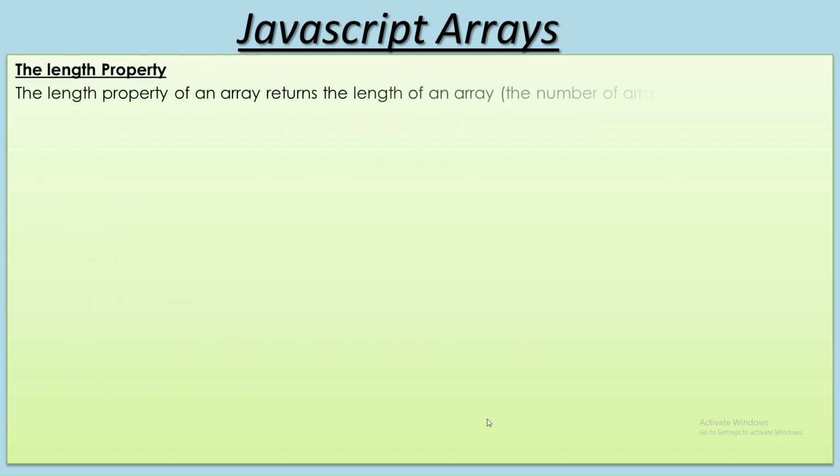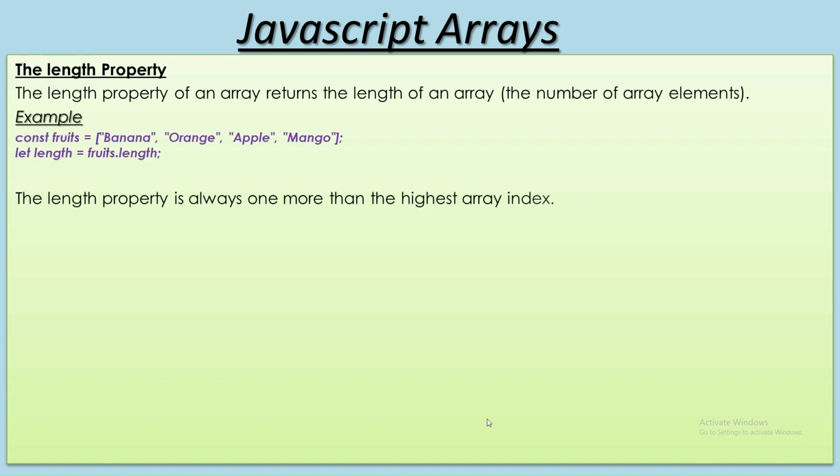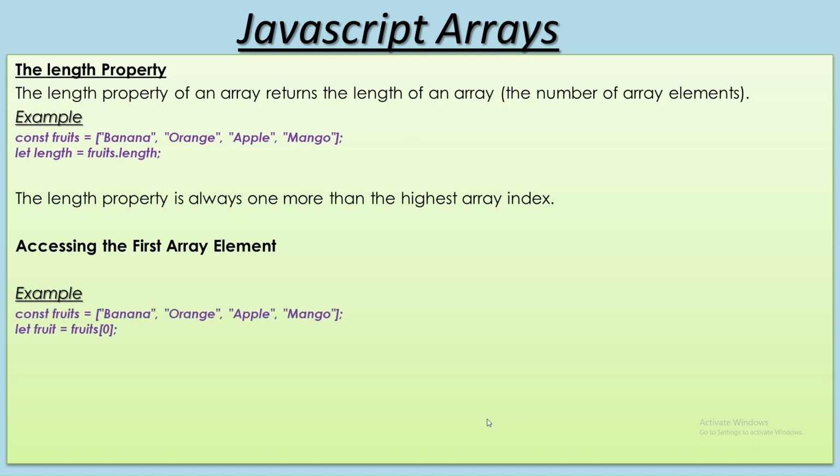Now the length property. The length property of an array returns the number of array elements. Example: const fruits = ["Banana", "Orange", "Apple", "Mango"], and let length = fruits.length. The length property is always one more than the highest array index. If there are four elements in the array, array.length would give us the number of elements.